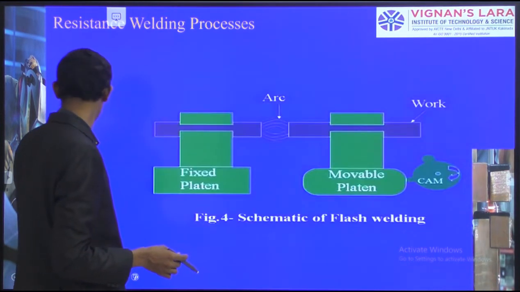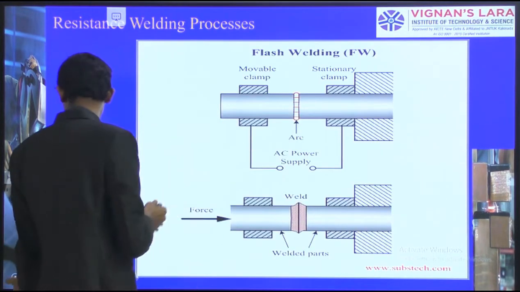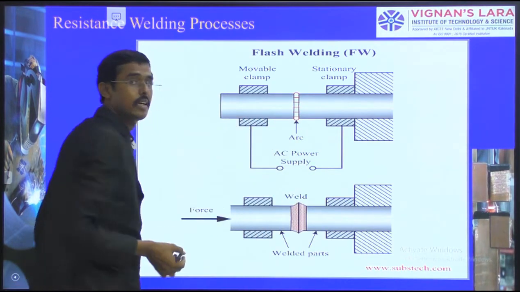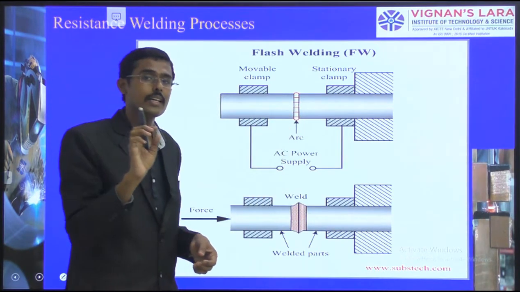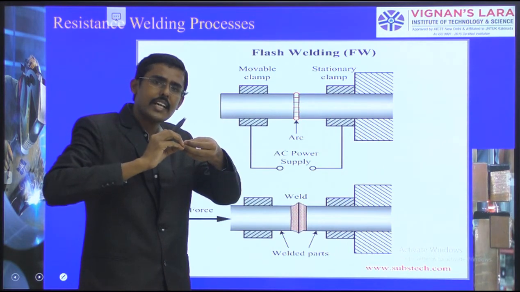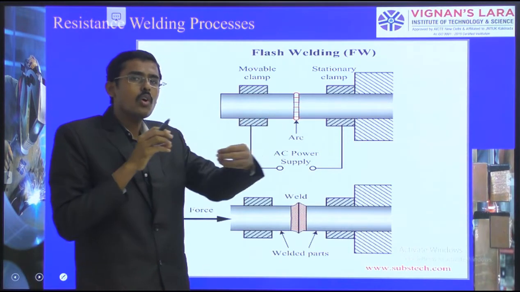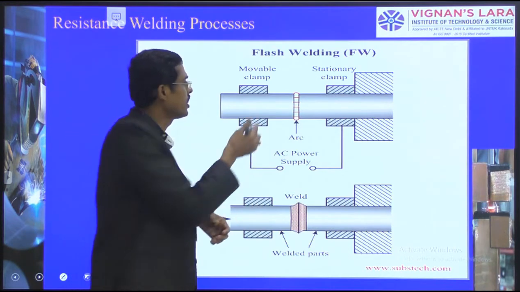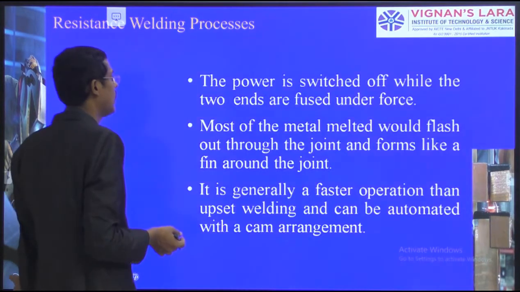But what happens? When the electrical supply is given in between these two, we have more gap here. In flash butt welding, if there were very little gap, the current could easily jump and there would be no need of arc generation. But here there is more gap, so the current has to come across from one over the other. Therefore it tries to jump from here to here, and that is how arc generation occurs.